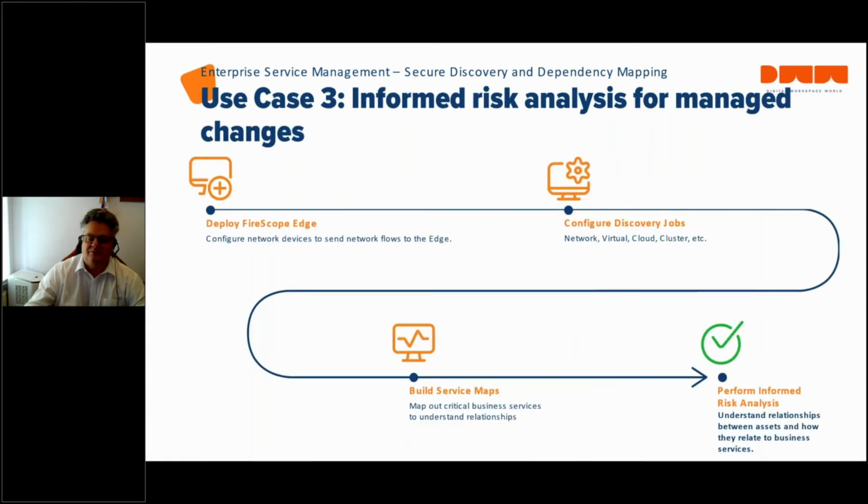So again, we're building on what we've done before. We've already put the edge in, we're already running the discovery jobs. Now we've got this mechanism of building service maps. And once we've got those service maps built, we're able to understand the relationships for our assets and make those informed risk analysis decisions.